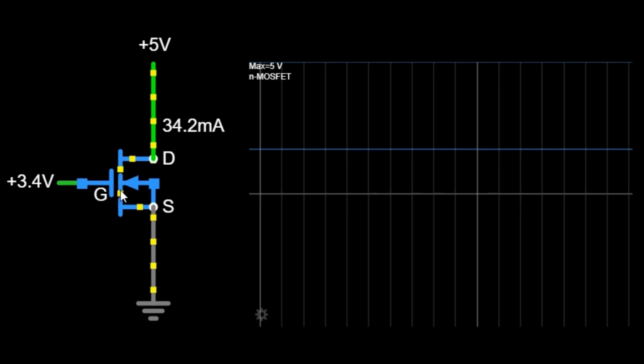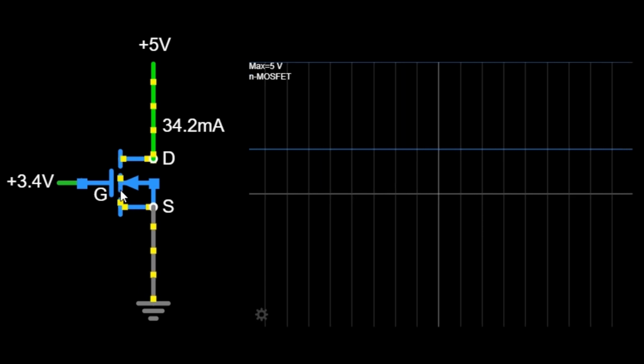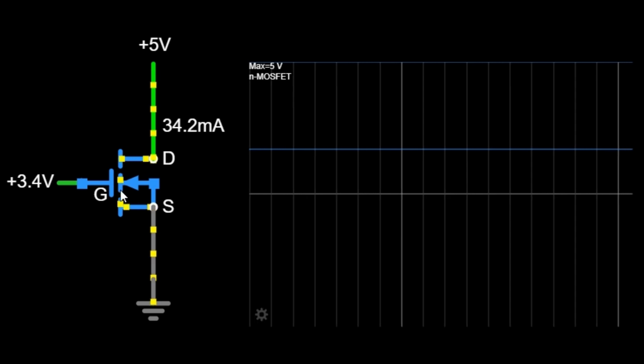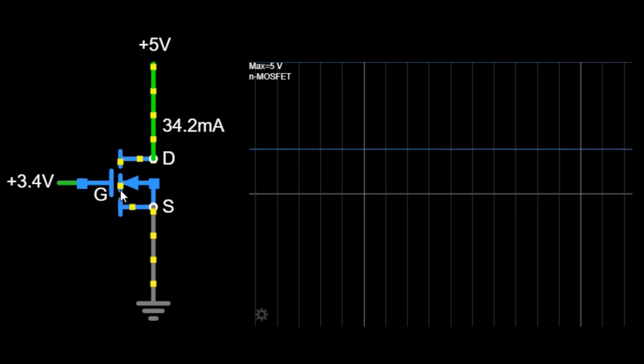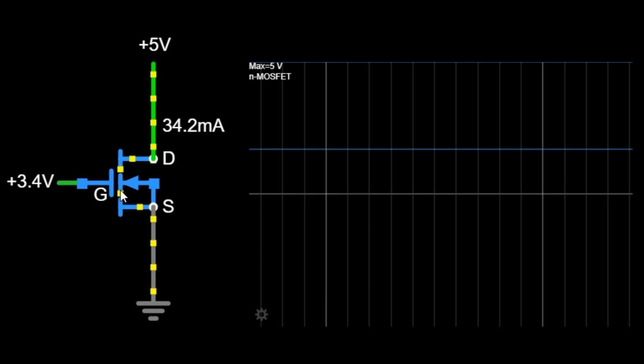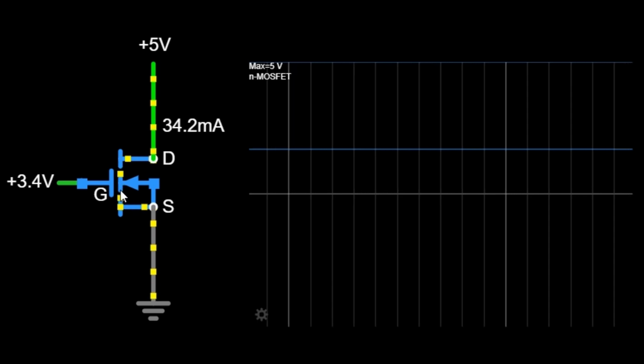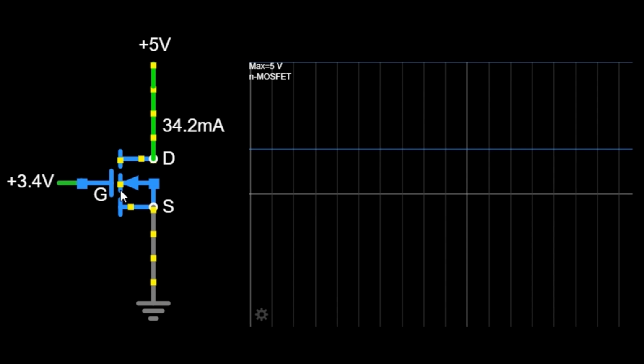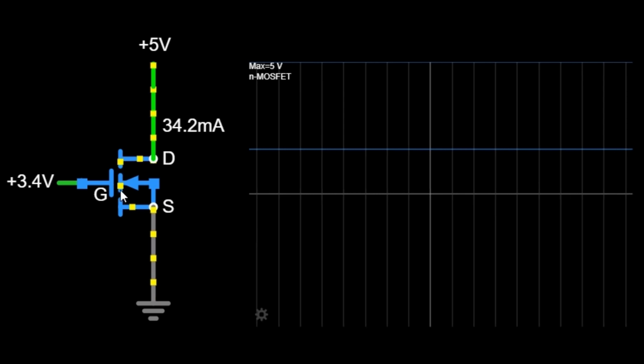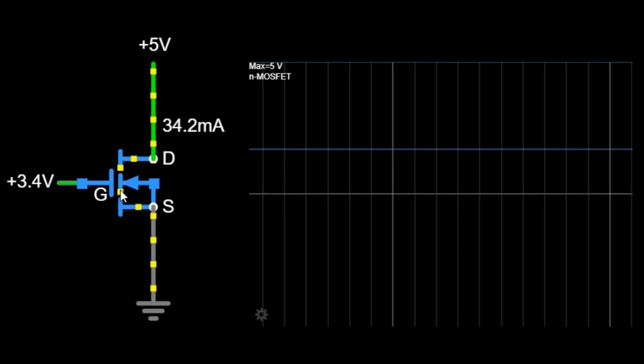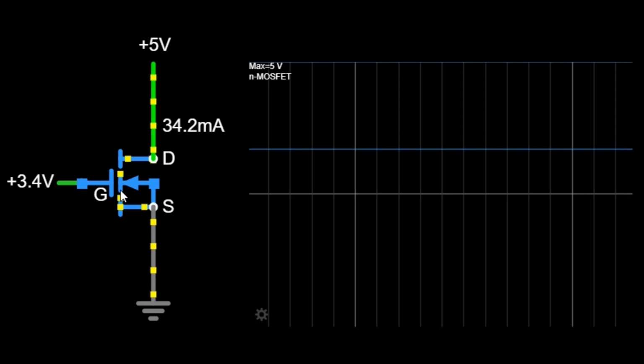What happens when the n-MOSFET is in on state? When V_GS is greater than V_TH, a conductive channel forms between the drain and the source, allowing current to flow. This is exactly what's happening in our circuit. The amount of current that flows depends on the gate voltage and the resistance of the channel. In our case, the current flow is 34.2 milliamps.